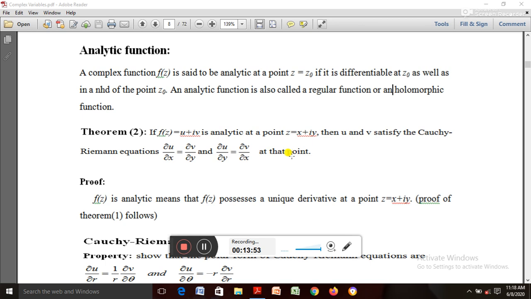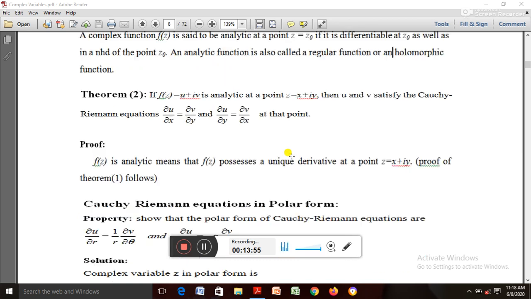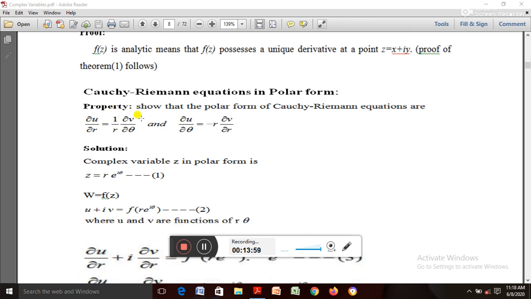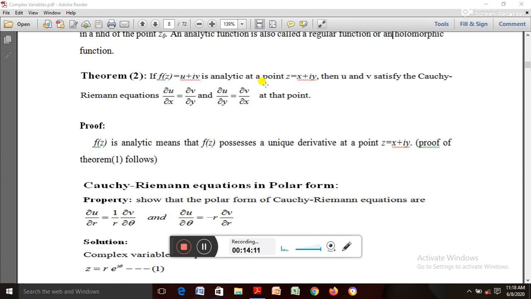That is in terms of Cartesian form. Similarly, for the polar form, show that the polar form of the Cauchy-Riemann equations are ∂u/∂r = (1/r) ∂v/∂θ and ∂u/∂θ = -r ∂v/∂r. The Cartesian form you have already proved.